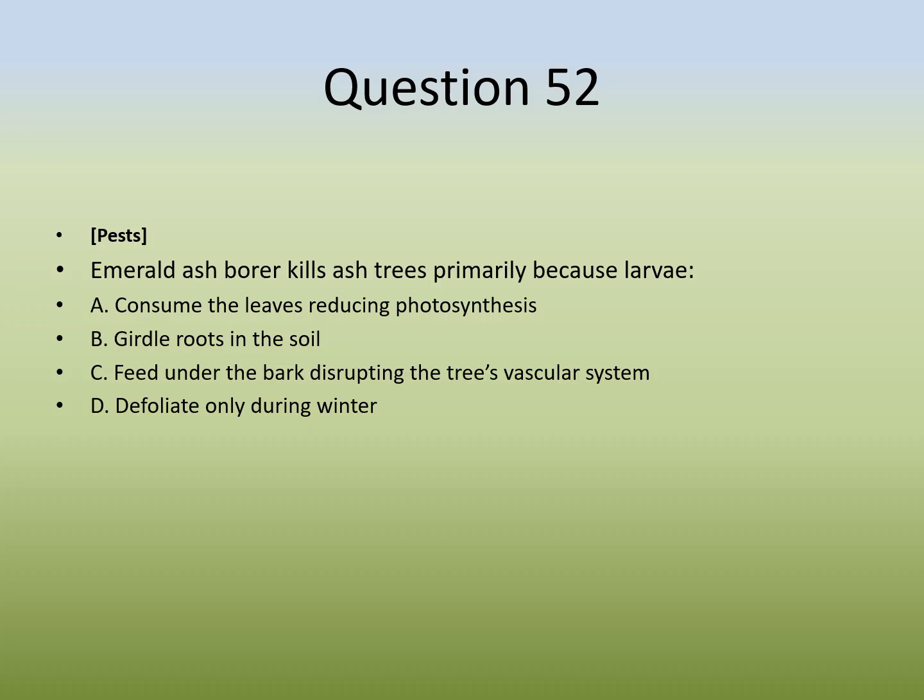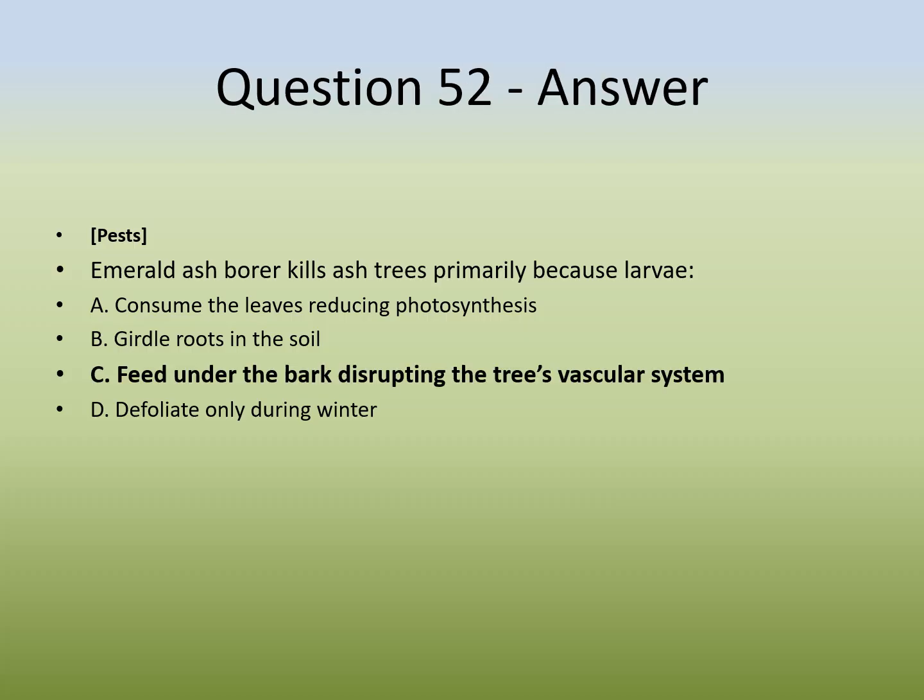Question 52. Emerald ash borer kills ash trees primarily because larvae A. Consume the leaves, reducing photosynthesis, B. Girdle roots in the soil, C. Feed under the bark, disrupting the tree's vascular system, or D. Defoliate only during winter. The answer is C. Feed under the bark, disrupting the tree's vascular system.